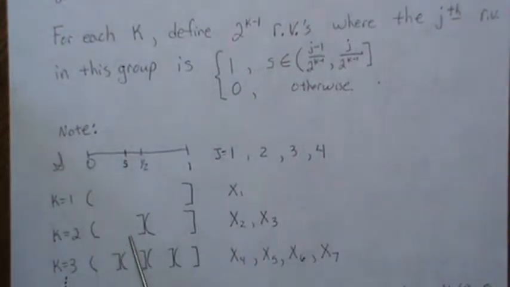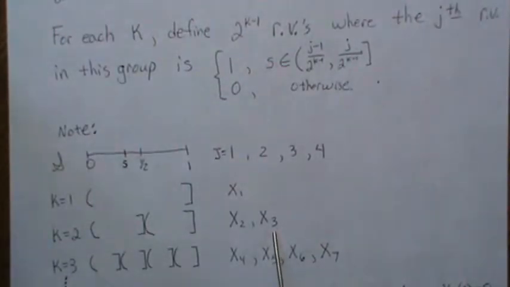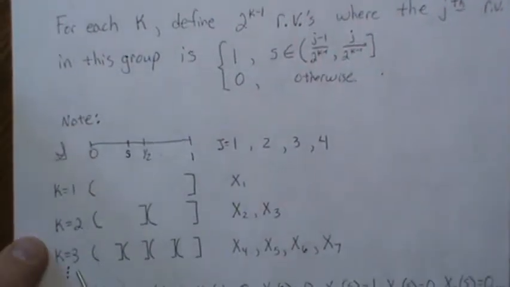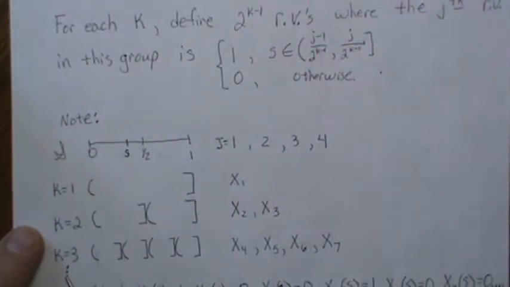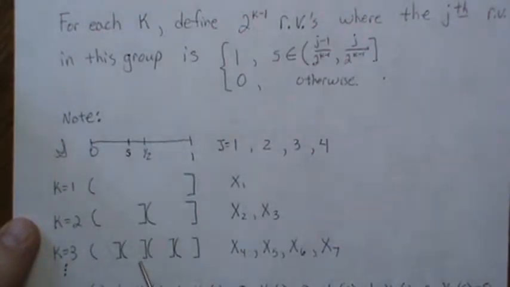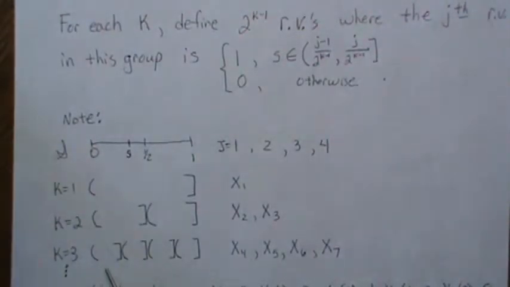So x2 is a 1 if s is in here and 0 otherwise. x3 is a 1 if it's in here, 0 otherwise. Then we run out of subintervals, so when x4 comes, we have to increment k to 3, which is 2 to the k minus 1, which is 4. So now we divide it into 4 subintervals, and x4 is the indicator for this piece, then x5, x6, x7. Notice that there are 4 subintervals, and if we think of j as going 1, 2, 3, 4, the third subinterval is the third random variable of this group.